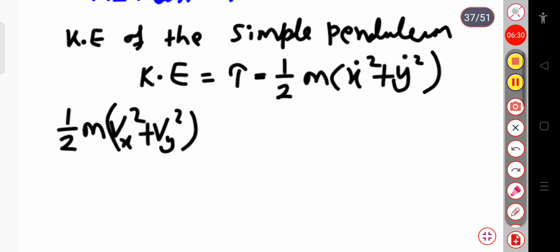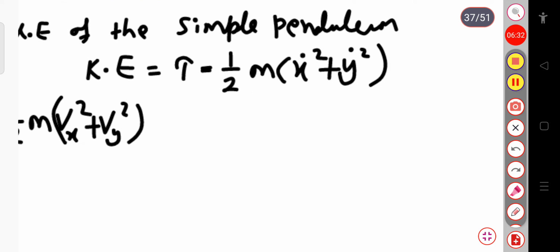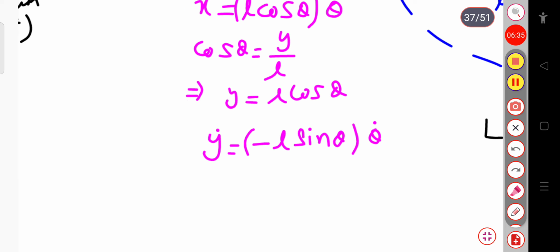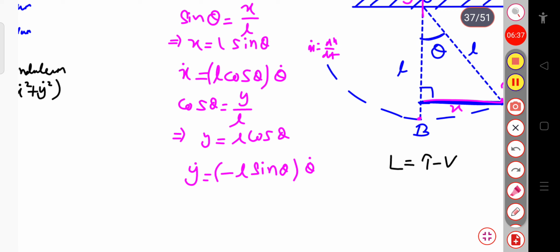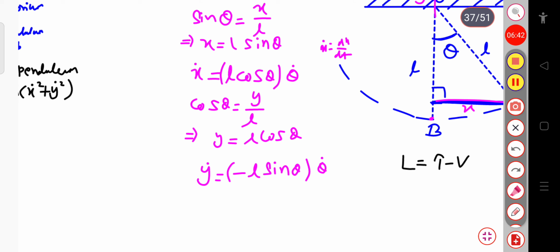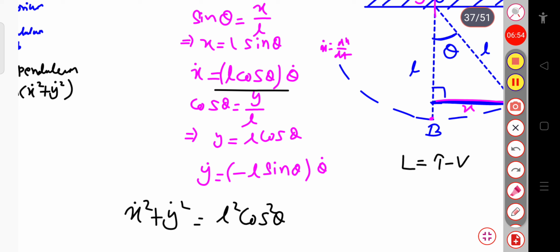Now our aim is to calculate x dot square plus y dot square. You can see here we have already calculated x dot and the value of y dot. Now if I calculate the value of x dot square plus y dot square, this will be simply equal to L square cos square theta into theta dot square, and again this will be minus L sin theta, means its square will be plus L square sin square theta, and here I have taken common this theta dot square.